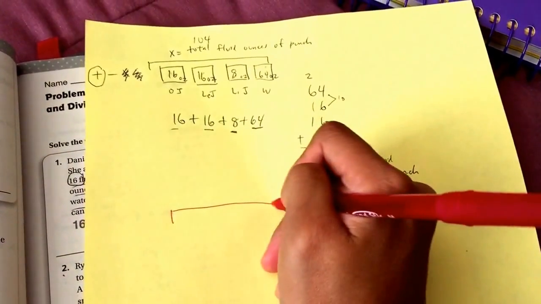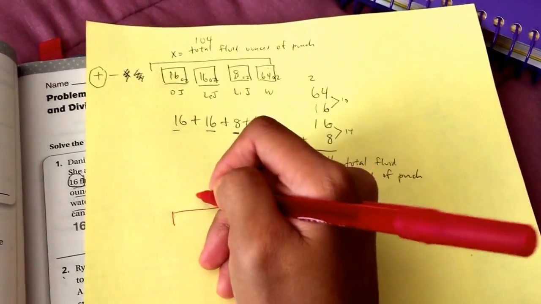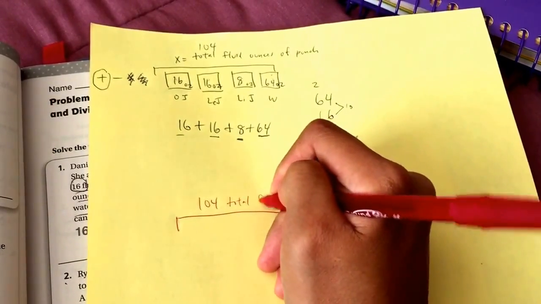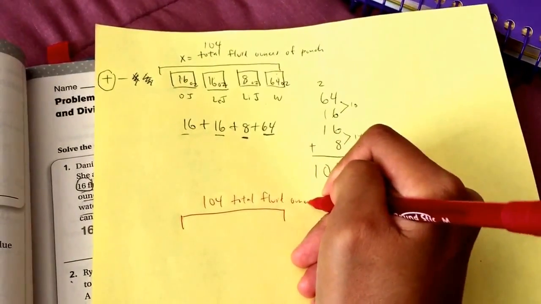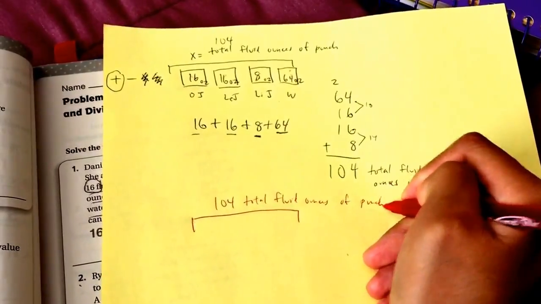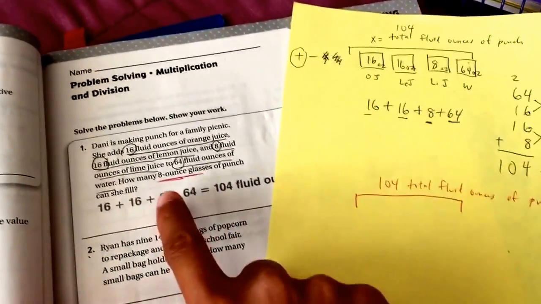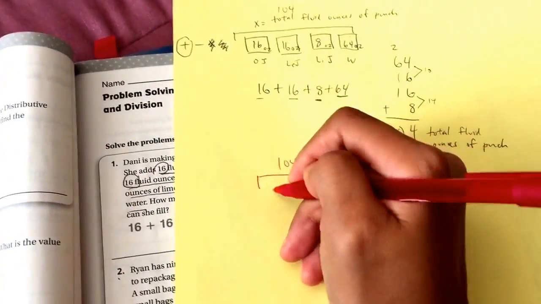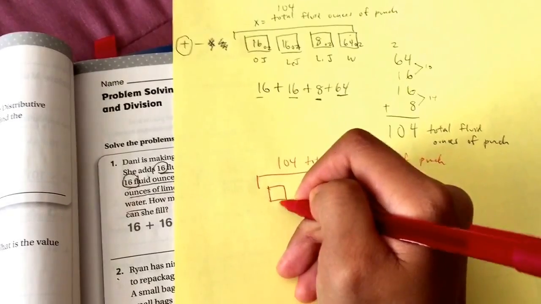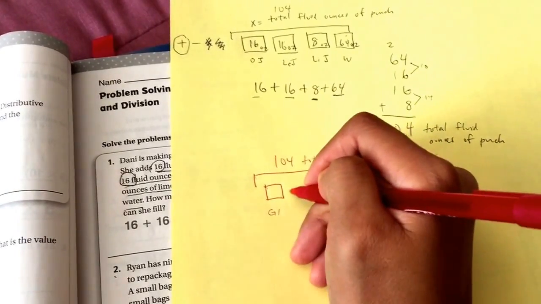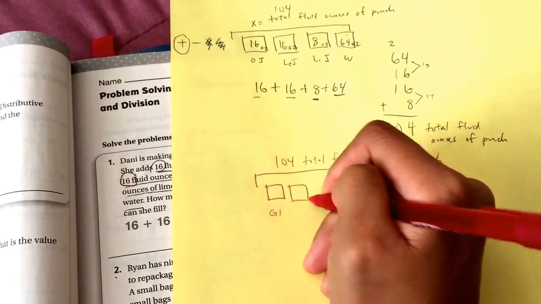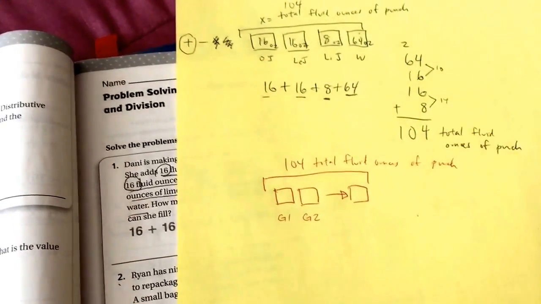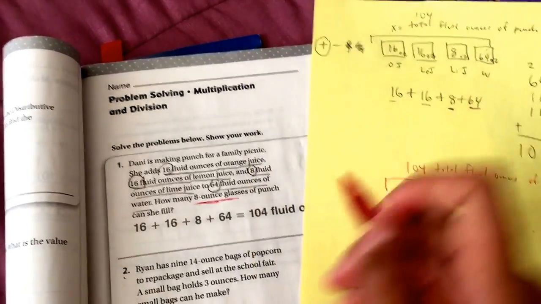So this time, I know that my total is 104 fluid ounces. So total fluid ounces of punch. Now, what Danny wants to do is have 8-ounce glasses of punch. So one box is going to represent one glass. So this is glass 1, or cup 1. This is glass 2. How many glasses are there? Well, that's what we have to figure out.